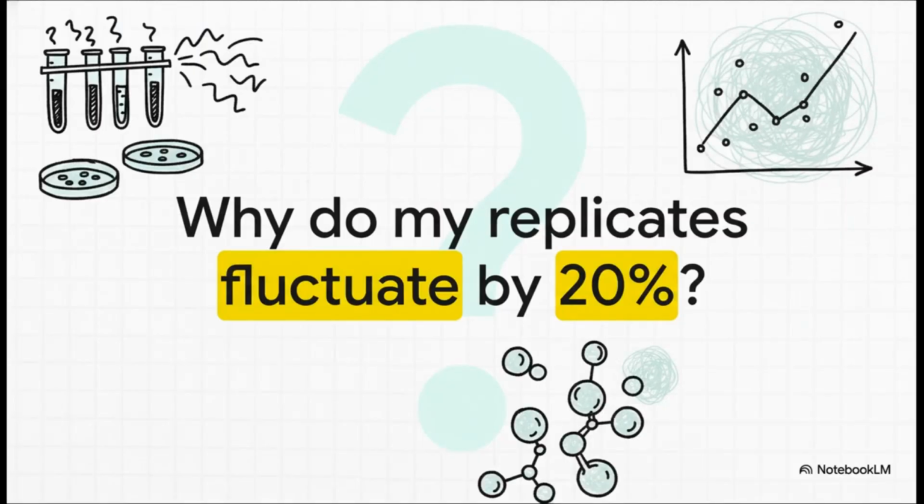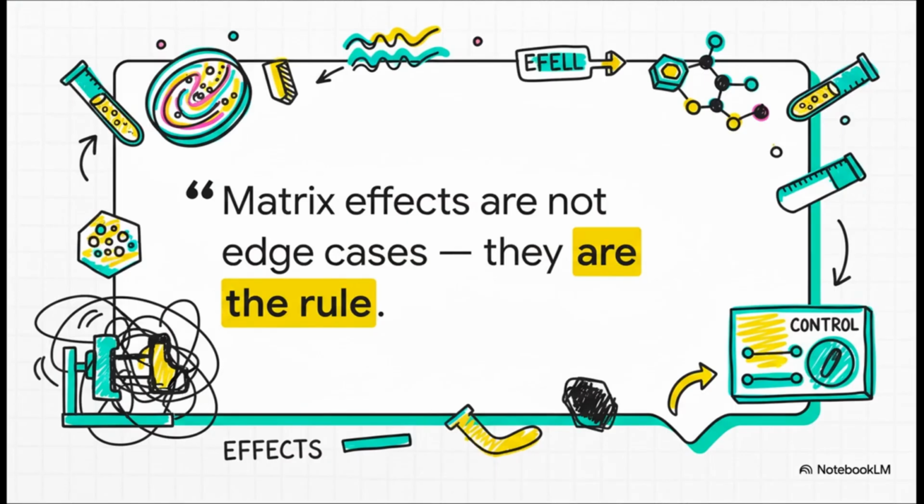Does this sound familiar? You've run your assay, everything looks perfect, but your replicates are just all over the place. That high CV, that high coefficient of variation, it isn't just random noise, it's a signal. And it's often the very first sign that something hidden deep inside your sample is wreaking havoc on your results. And yeah, that something is almost always matrix effects.